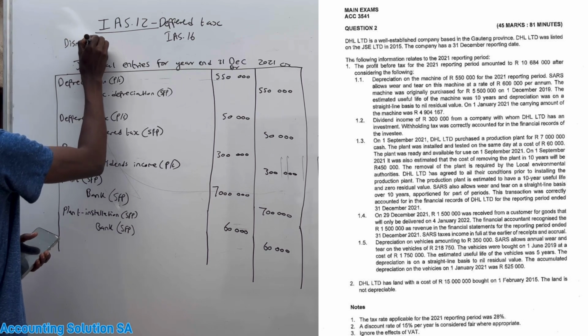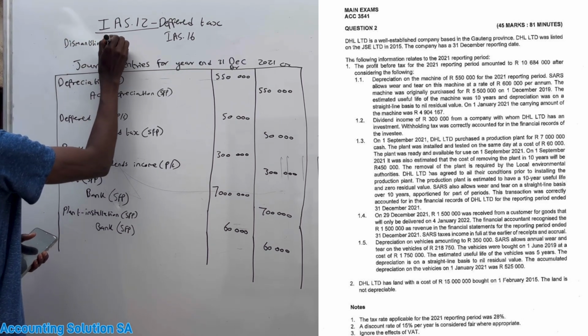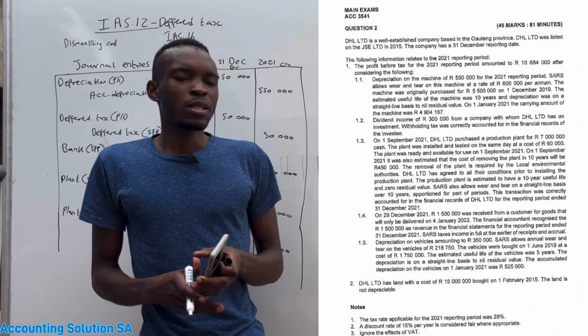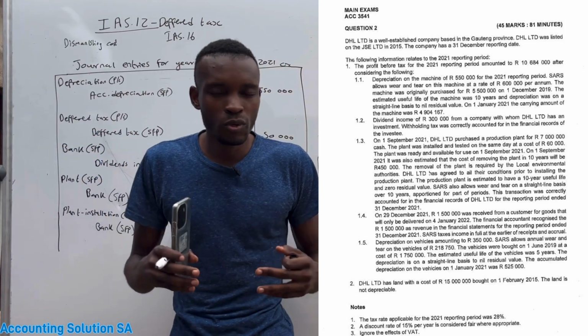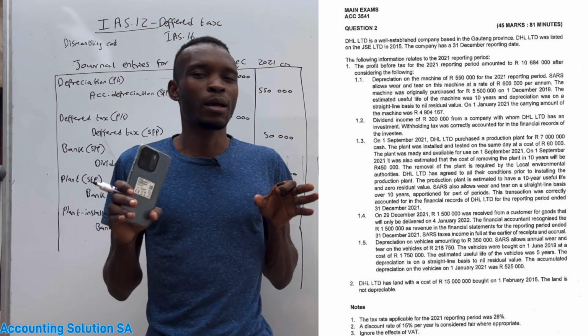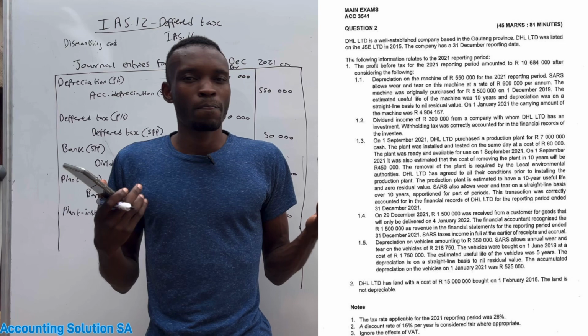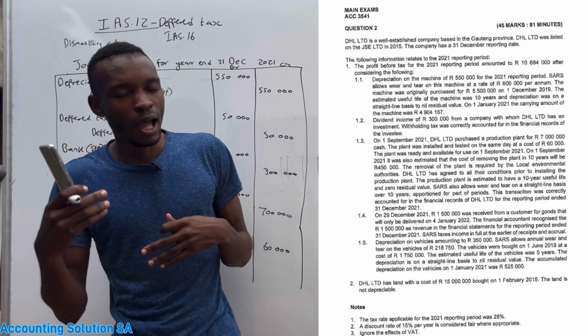Dismantling cost. Okay, dismantling cost is like, for example, some company that is producing... what example can I give? Okay, maybe it's a car production.